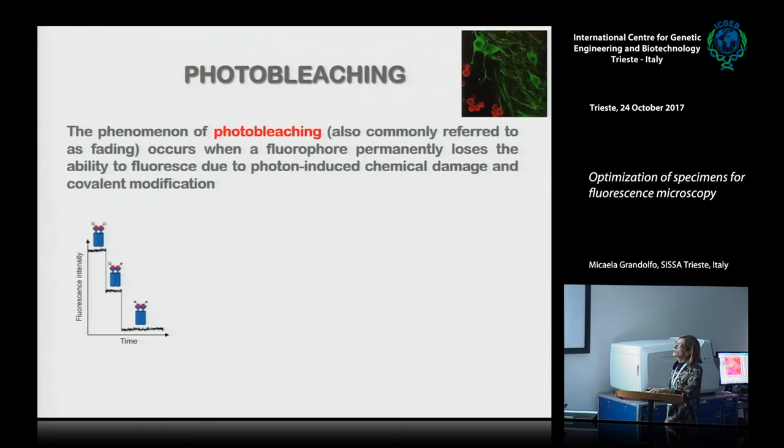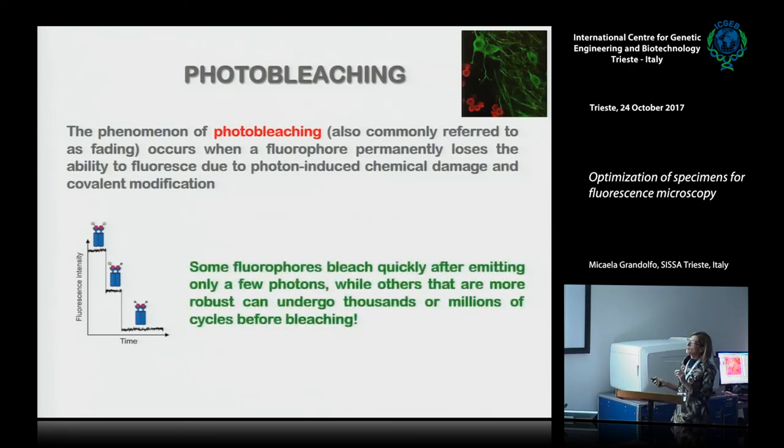On the contrary, photobleaching, the photoresistance, is a specific characteristic of every fluorophore, because photobleaching occurs when a fluorophore permanently loses the ability to emit light, and this is due to photon-induced chemical damage and covalent modification. Of course, we have to use photons because we have to excite our fluorophore, so sooner or later we will photobleach our fluorophore. And this is the bad news. The good news is that some fluorophores bleach really quickly after emitting only a few photons, while others that are more robust can undergo thousands or millions of cycles before bleaching.